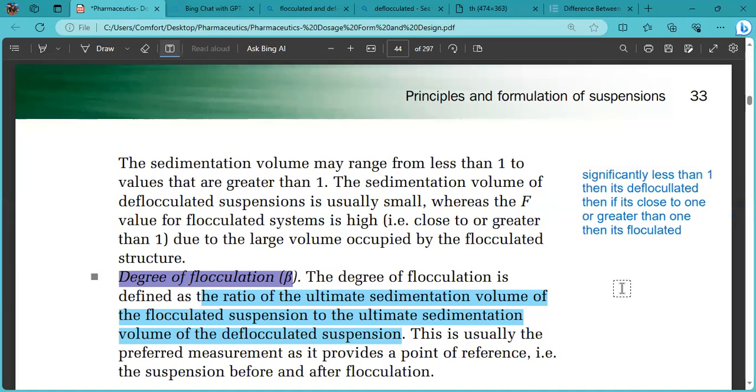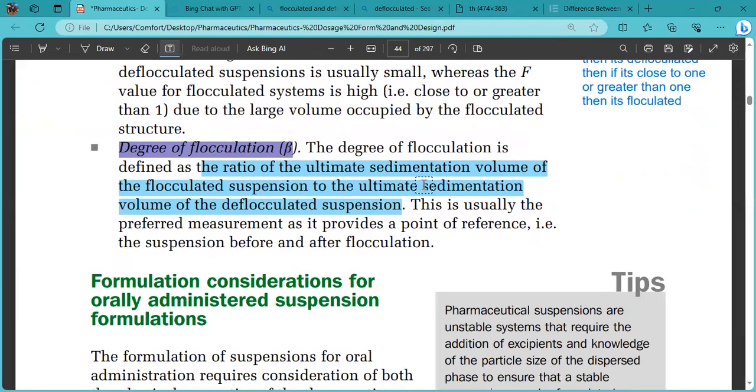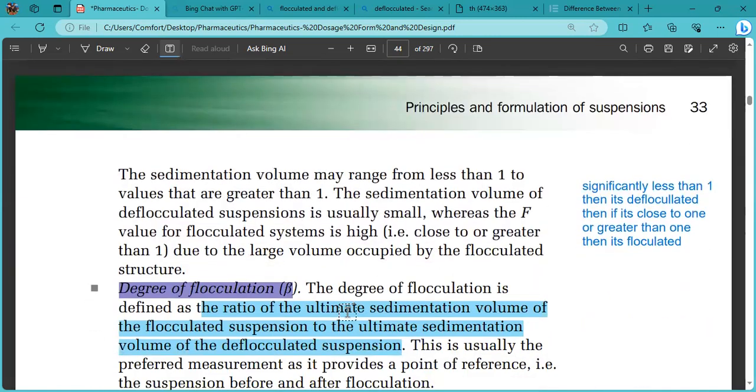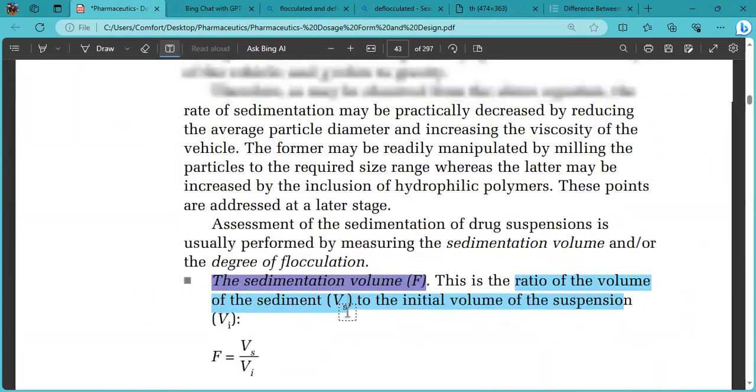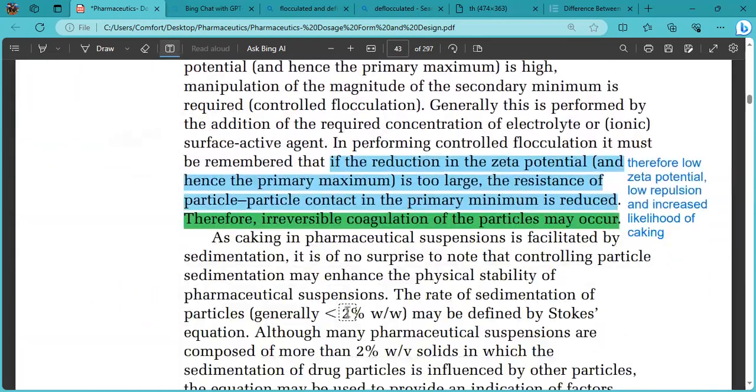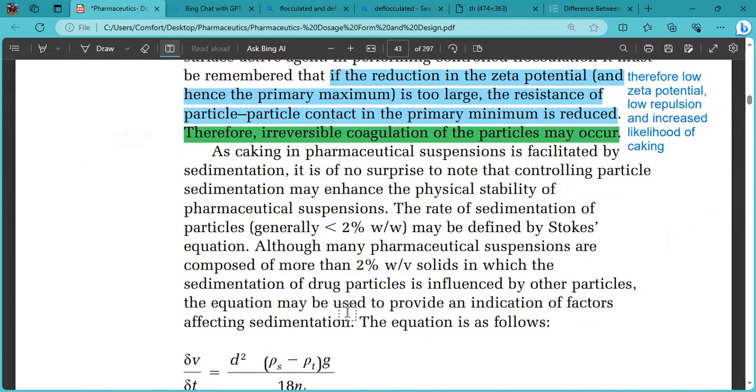And then the third and final one is the degree of flocculation, which could also be defined as the ratio of the ultimate sedimentation volume of the flocculated suspension to the ultimate sedimentation volume of the deflocculated suspension. These are the main points of the measurements or calculations that could arise from suspensions as a whole. But if you've forgotten anything, just know low zeta potential.